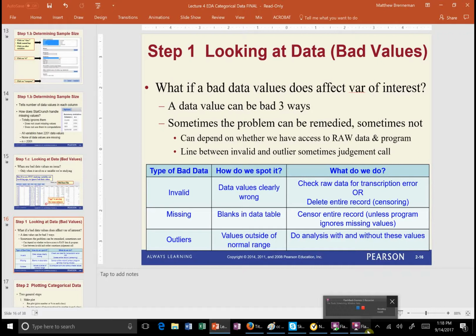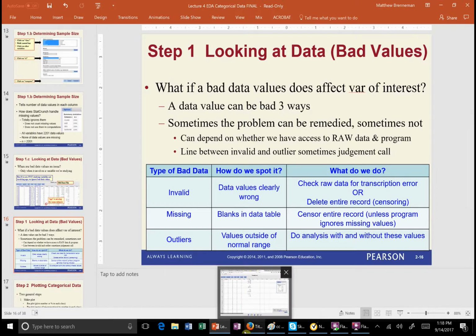So sometimes this is called data cleaning. You hear that word. It's kind of the hot new word, data cleaning. And you're going to have to deal with this. So I'll give you data sets, like for a practice quiz and then the exams and everything, where you have data values that are invalid, they're clearly wrong, and maybe even an outlier or missing. And you have to determine what to do with them.